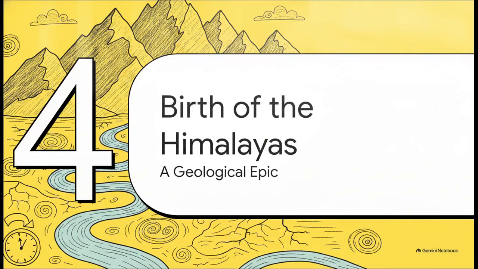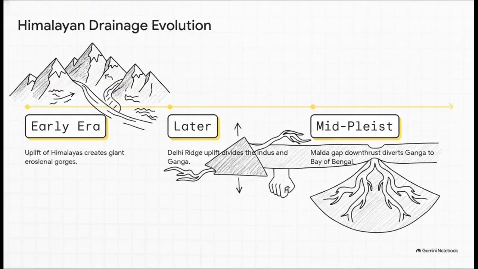All right, let's jump into Section 4, Birth of Himalayan Drainage, a geological epic. Okay, this is wild. These ancient rivers weren't just passively flowing along, they were violently forced into their current paths by massive, planetary-scale tectonic shifts over millions of years.